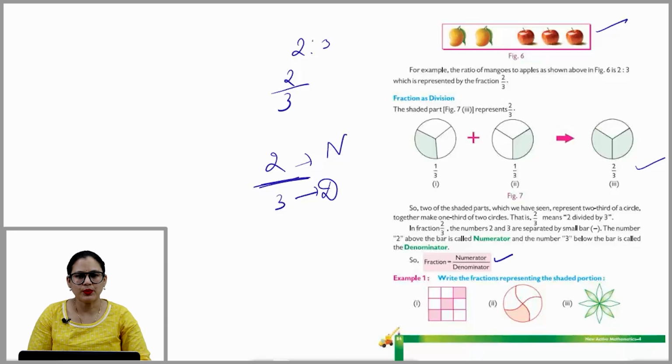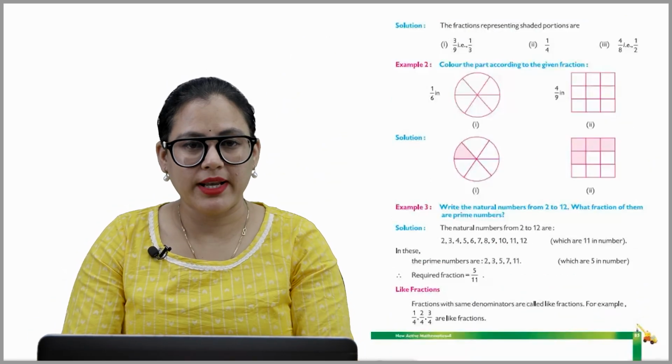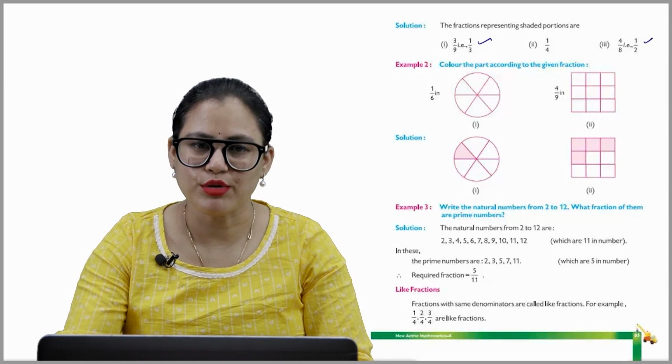Example 1, write the fractions representing the shaded portion. There are a total of 9 parts, out of which 3 are shaded. 3 by 9, this is 1 by 4, this is 4 by 8. The fractions representing shaded portions are 3 by 9. We can also write 3 by 9 as 1 by 3 and 4 by 8 as 1 by 2.